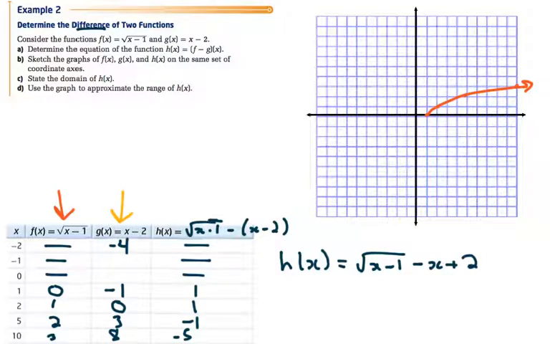G, we'll do in yellow. Now there's a couple of points that we didn't find, but that's okay, we don't need them. G is going to make a line anyways, because it's just x minus 2. Put down the points we have, negative 2, negative 4, 1, negative 1, 2, 0, 5, 3, and 10, 8. Those line up rather nicely. Try that again.